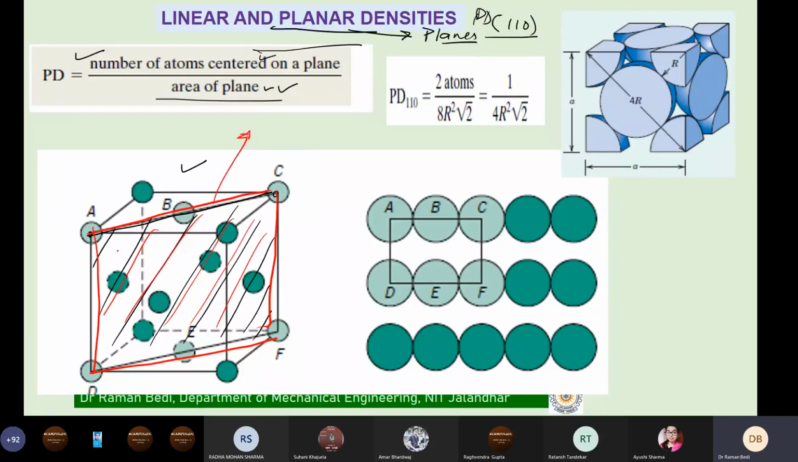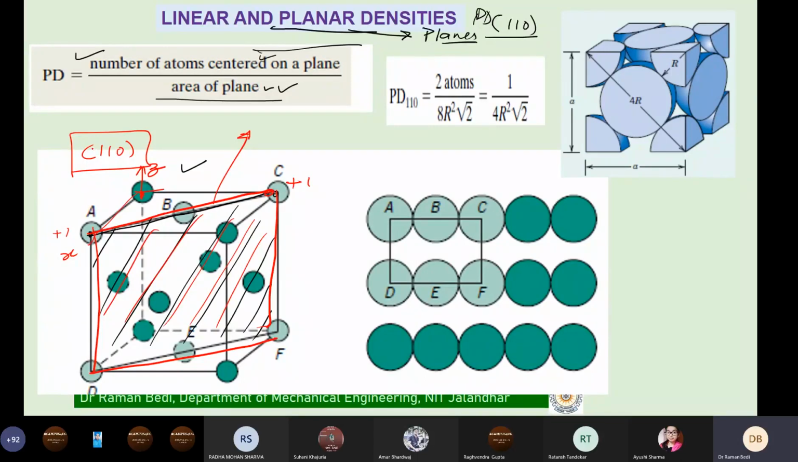For that purpose, the intercepts have to be found. I'll choose the origin here, which is not on the plane. So the intercept on x is +1. The intercept on y is again +1, and it is parallel to the z-axis. So the intercepts are 1, 1, ∞, and if I take the reciprocals, they are 1, 1, 0, and that is why the plane is indexed as the 110 plane.